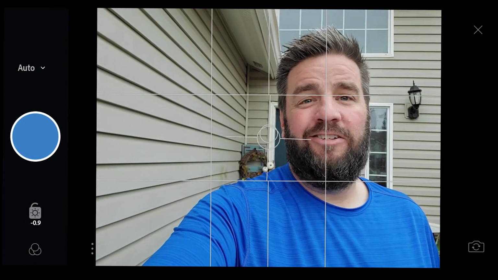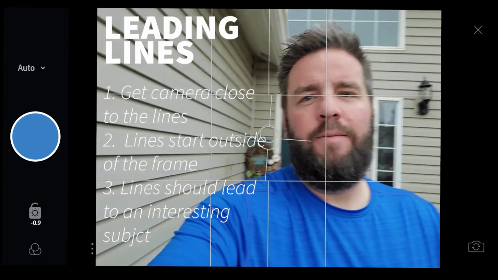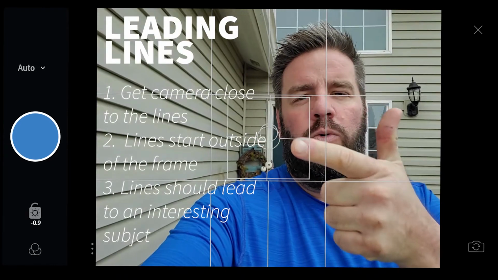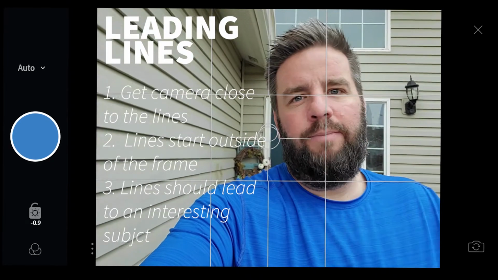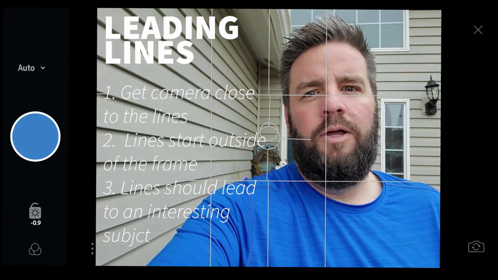So we just talked about three really important concepts of leading lines. One, that you can find them everywhere, and the best way to emphasize them is by getting the camera close to them. Two, they should start outside of your frame and lead into it. And three, they need to lead to an interesting subject. So let's look at some more examples.